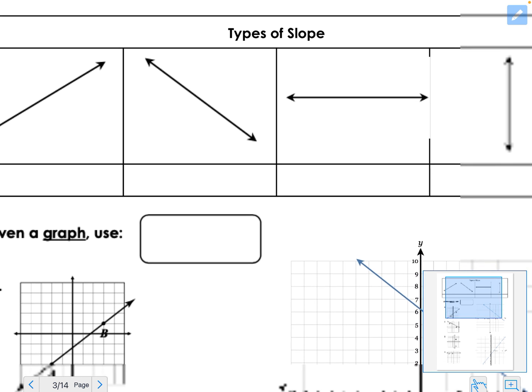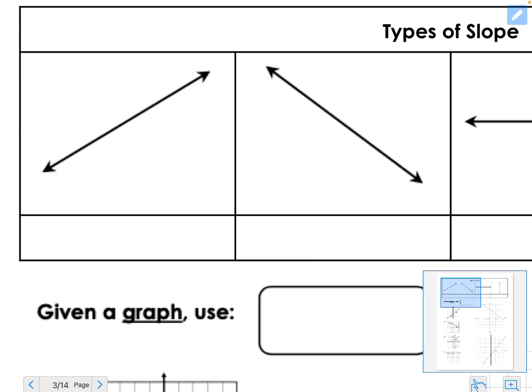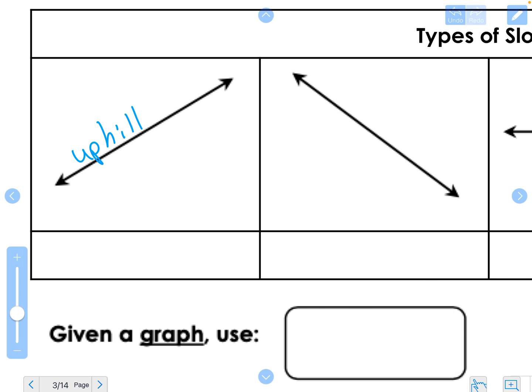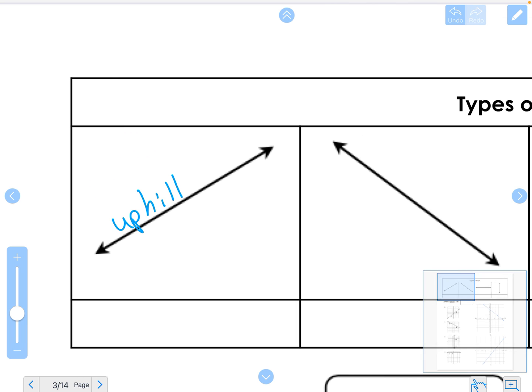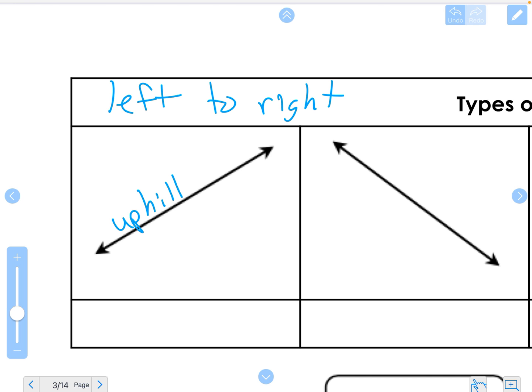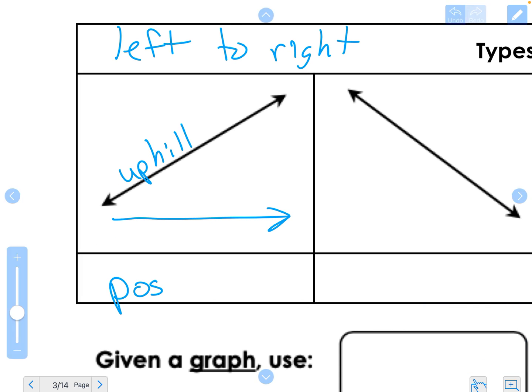All right, so now today we're going to spend the rest of the day talking about slope. So when our slope is going uphill. Now, one thing I always want us to know is we read a graph from left to right. Everything we do on a graph is from left to right. So as we go left to the right, if that graph is going uphill, then we have a positive slope.